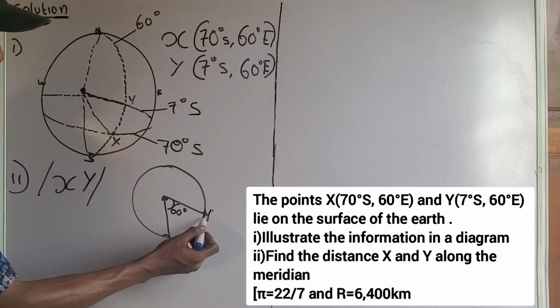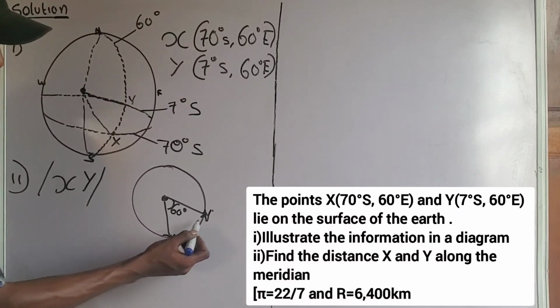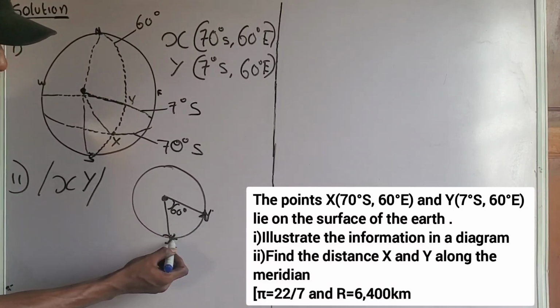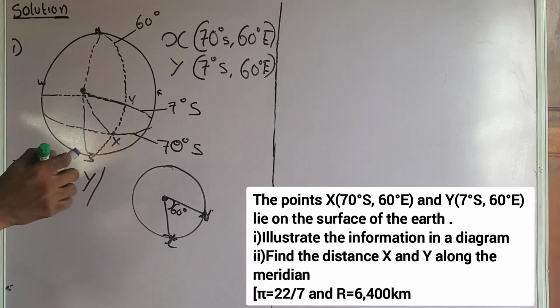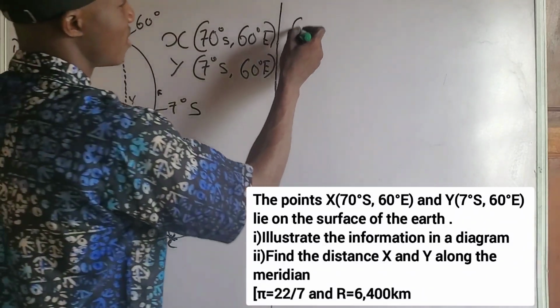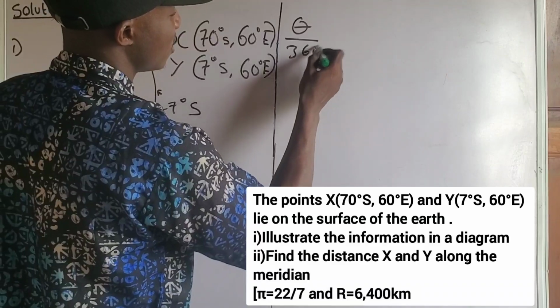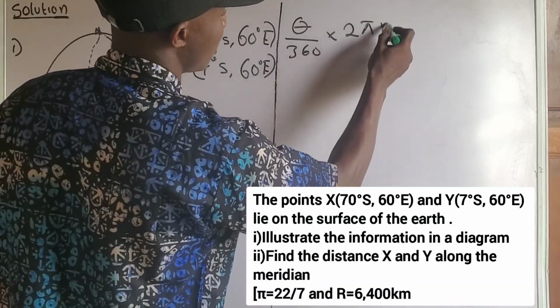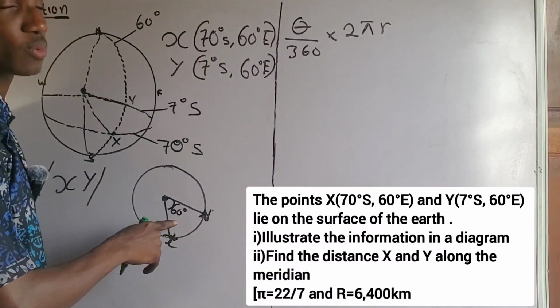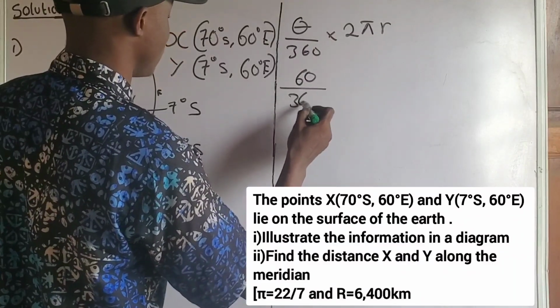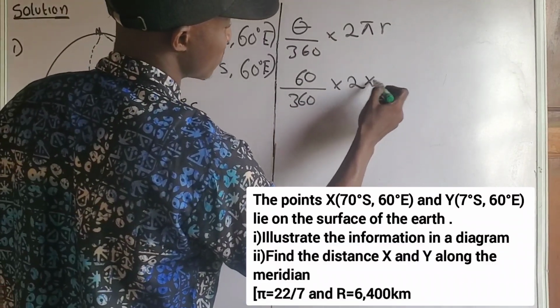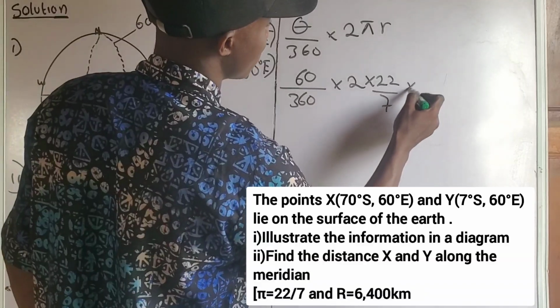If you want to calculate the length of an arc, this place that you see here is an arc. The distance between X and Y is an arc. To calculate the length of an arc, you use this formula: theta over 360 multiplied by 2 pi r, where theta is the angle that the arc subtends. So you have 60 over 360 multiplied by 2 times 22 over 7 multiplied by r.